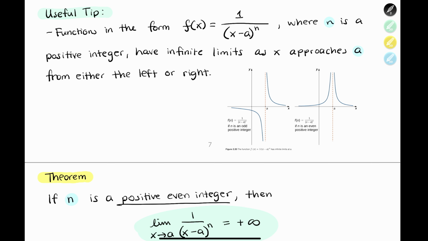Now let's look at this useful tip. Functions in the form f of x is equal to 1 over (x minus a) to the power of n, where n is a positive integer, have infinite limits as x approaches a from either the left or the right.